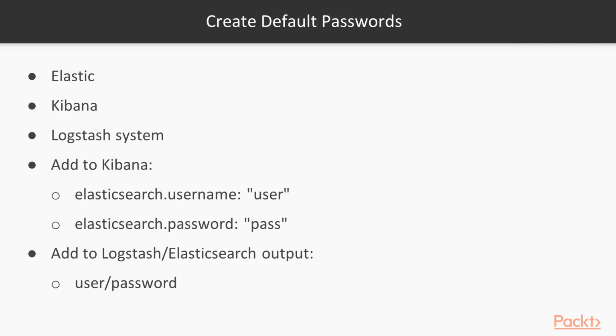So one of the first things you do once you turn on the security features is create default passwords. What this does is create a default username called Elastic, which gets a password, one for Kibana, and one for Logstash. So basically you take that Kibana username and password and put it in your Kibana configuration for connecting to ElasticSearch. Same with Logstash when you're outputting to ElasticSearch.